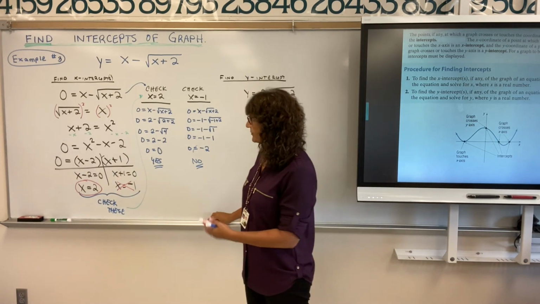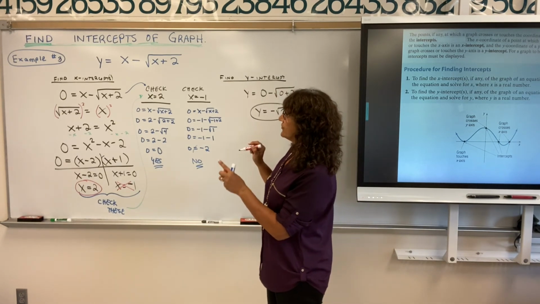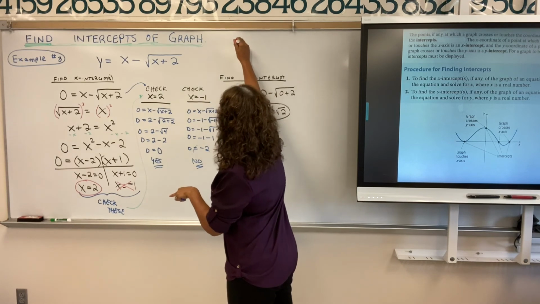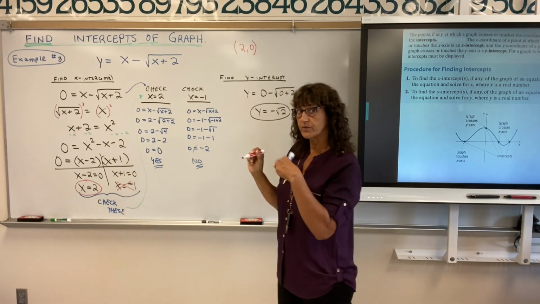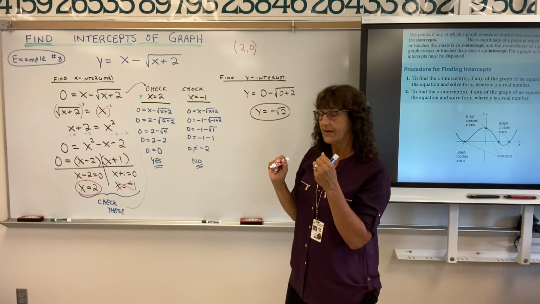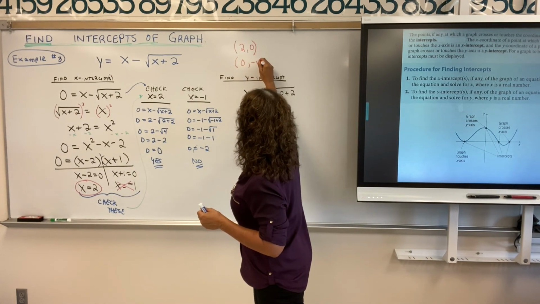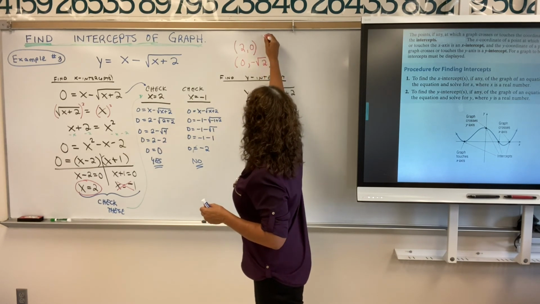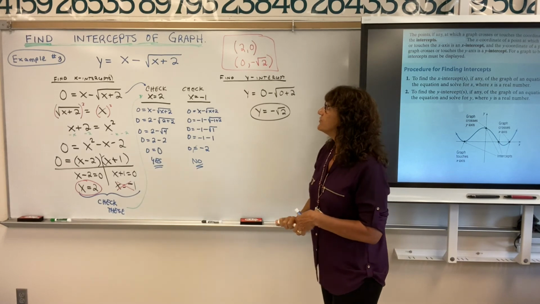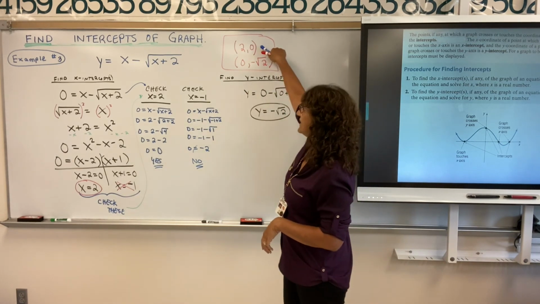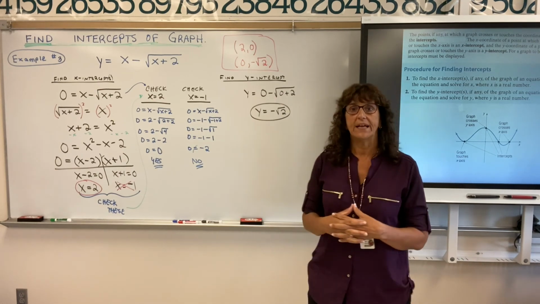Okay, so the y-intercept of these functions is usually a little bit easier to find. So what are the intercepts for this graph? Your x-intercept is 2, 0. That's your x-intercept. That's where it crosses the x-axis. That's how we write it. Your y-intercept, well, that's when x is 0, your y is a negative radical 2. Here, this would be the answer for this example. This graph right here crosses the x-axis at 2, 0, crosses the y-axis at 0, -radical 2.